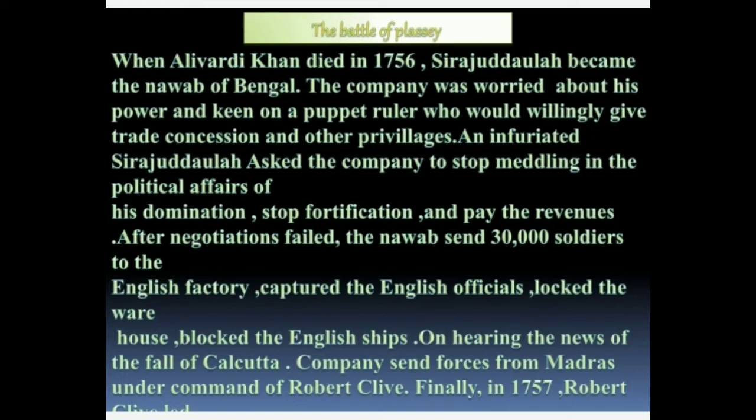He marched 30,000 soldiers to the factory at Kasim Bazar, captured the company officials, locked the warehouses, disarmed all Englishmen and blockaded the English ships. At that time, Robert Clive, the Governor in Madras, sent naval fleets to Bengal and led the battle. Sirajuddaula lost, as the troops under Mir Jafar never fought, since Mir Jafar was promised by Clive that he would become the Nawab. The battle was the first major victory of the company in India.